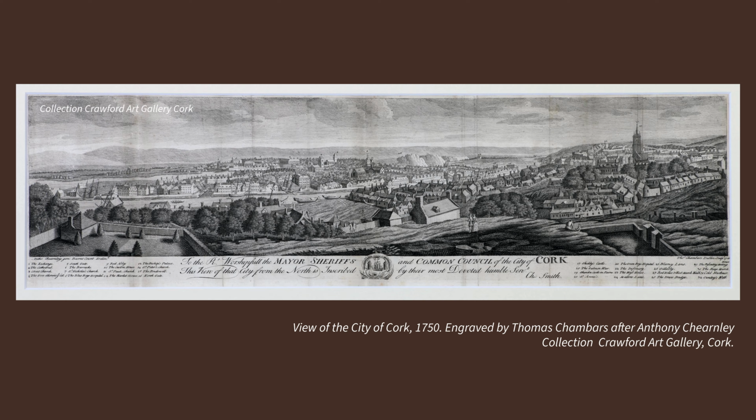contemporaneously to John Butts' View of Cork that we've just been looking at. This is an engraving based on a painting of a view by Anthony Chearnley, who was an up-and-coming landscape painter of that time. And it was engraved by Thomas Chambers, who was previously a well-known engraver and who practiced in Dublin in this era. Now, this image was commissioned by the Physico-Historical Society, and it was included as a pull-out illustration of the city in a book that surveyed Cork and its history at the time.